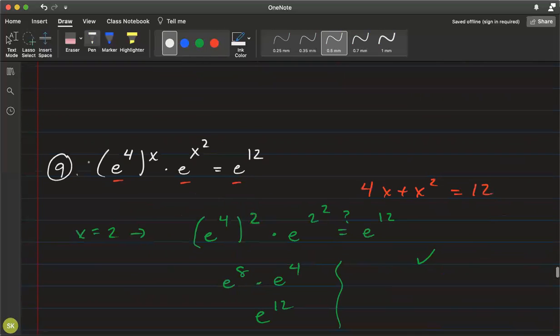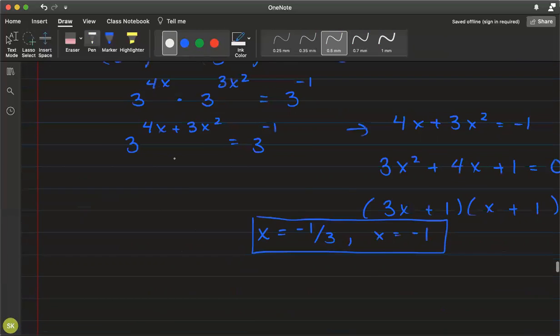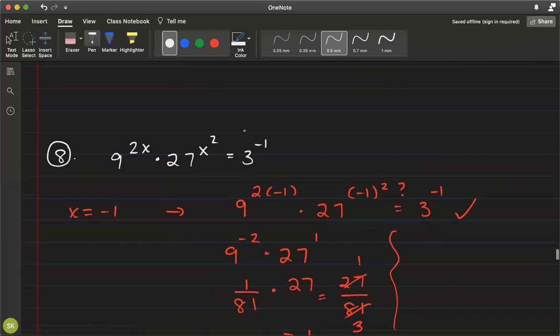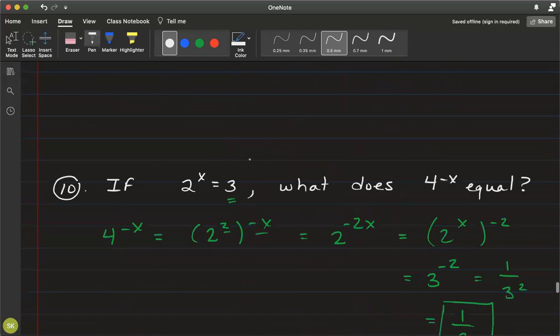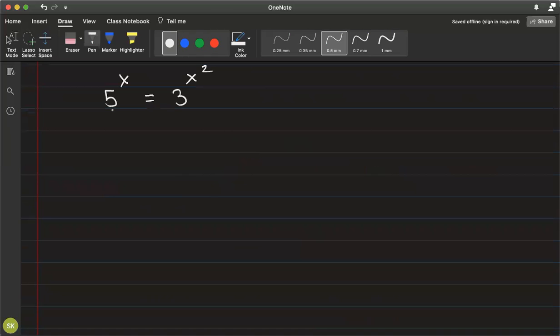Like this problem here, number 9, it all had e's. But then problem number 8 had a 9, 27, 3. All of these numbers are different, but we were able to write each one of them in terms of this one. But this problem that I'm showing you, way down here, you can't write this one in terms of that one. So we're going to learn about logarithms, and that will help us solve these types of problems. That'll be maybe in the next couple of videos. So we'll be able to solve this soon.